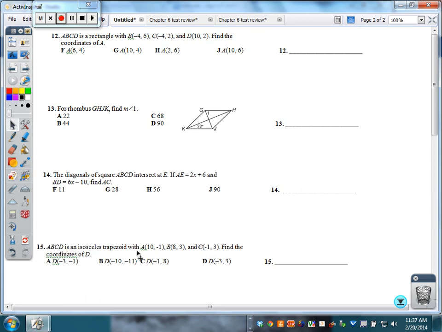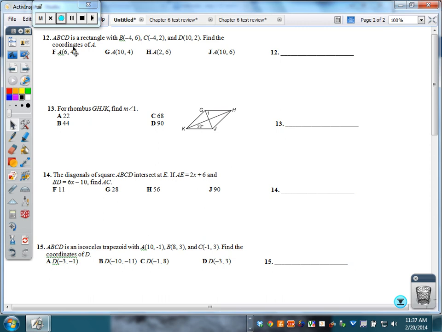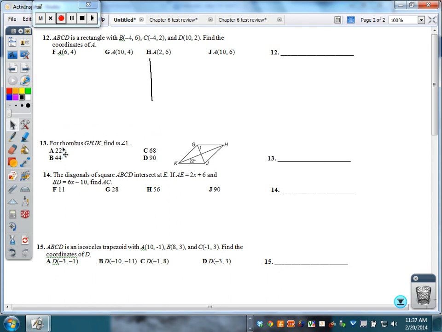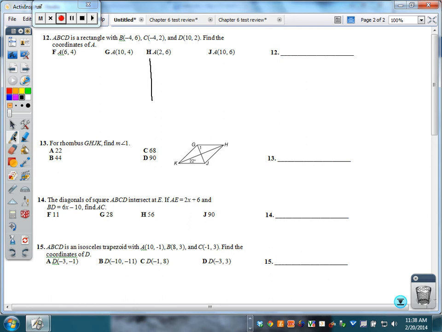All right, number 12. Number 12 says ABCD is a rectangle. We're going to have to plot our graph again. So we're going to go ahead and plot a graph. We may need a little bit more room for this because I see a 10 in here for point D, so we're going to give ourselves enough room. All right, so we have 1, 2, 3, 4, 5, 6, 7, 8, 9, 10. 1, 2, 3, 4, 1, 2, 3, 4.